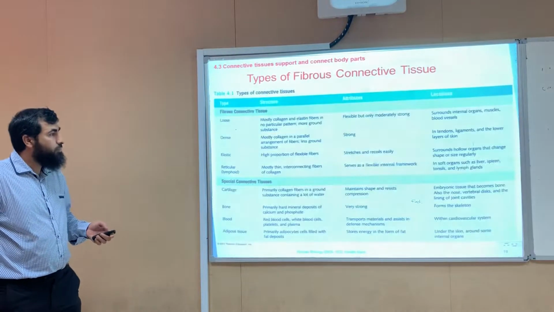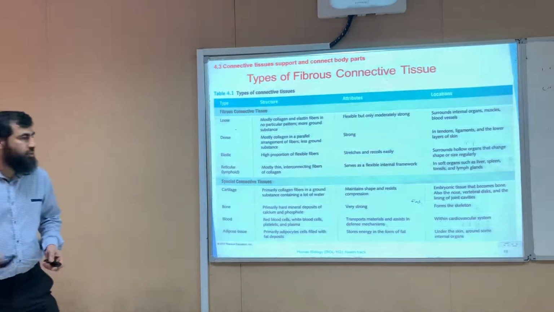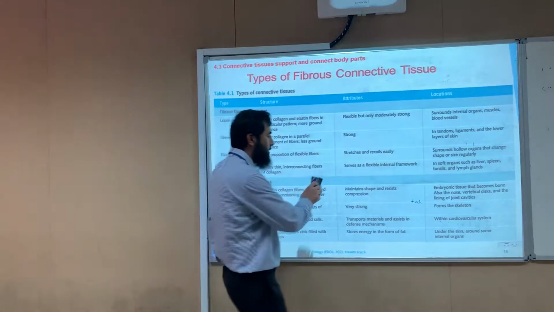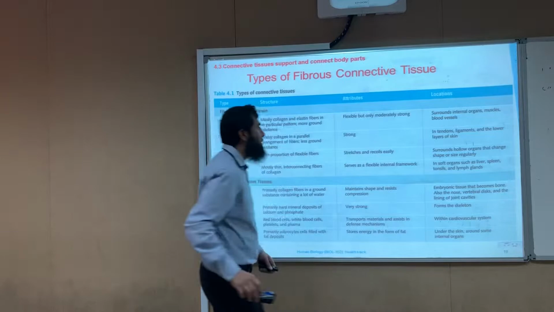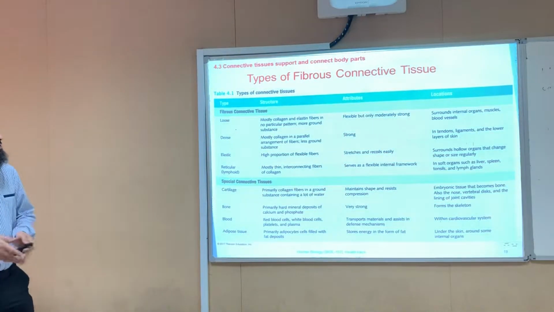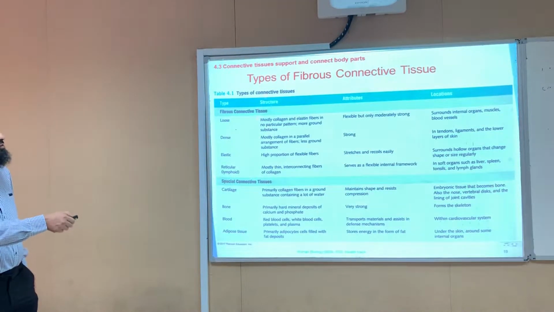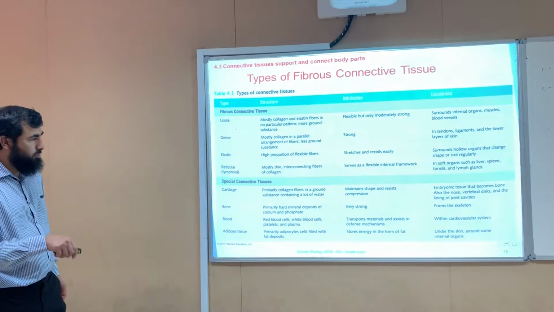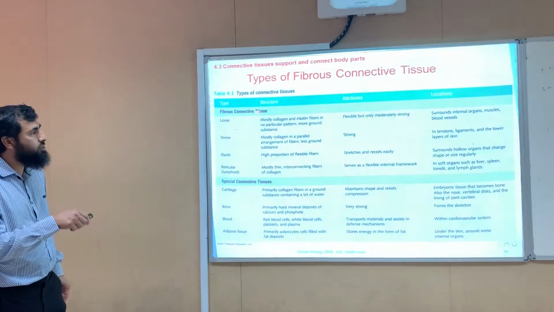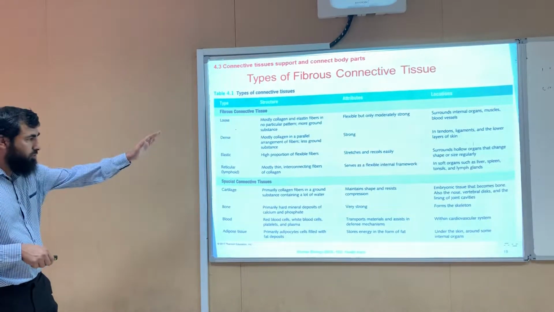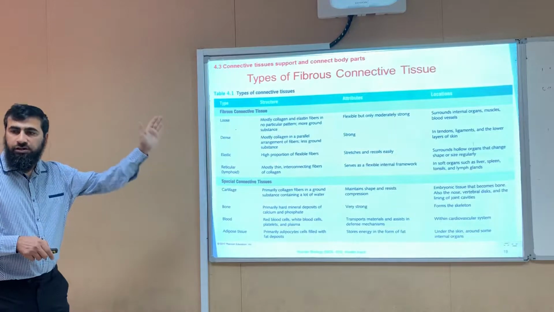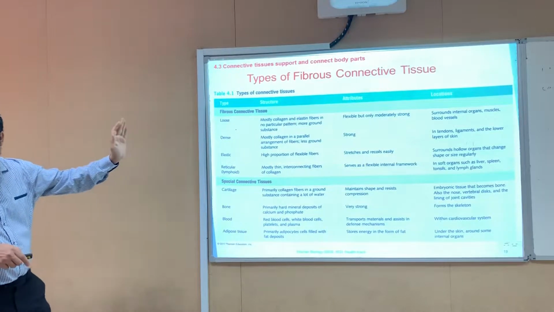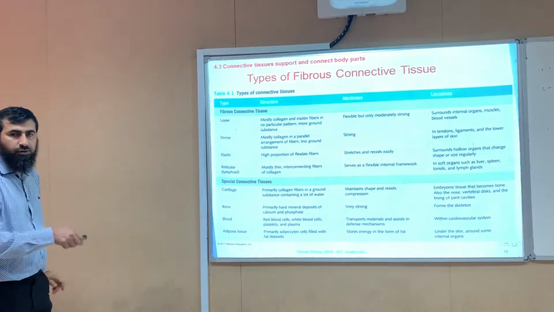All right. So this table summarizes the different types of connective tissue. It gives you the type of tissue, its structure, what it's made up of, some of its characteristics, and where we find it. We're going to go through all this in more detail through the slides, but this is a good summary for you. I'm not going to go through this one. I'm just going to go through the slides. It's the same information, but it's summarized in this table.